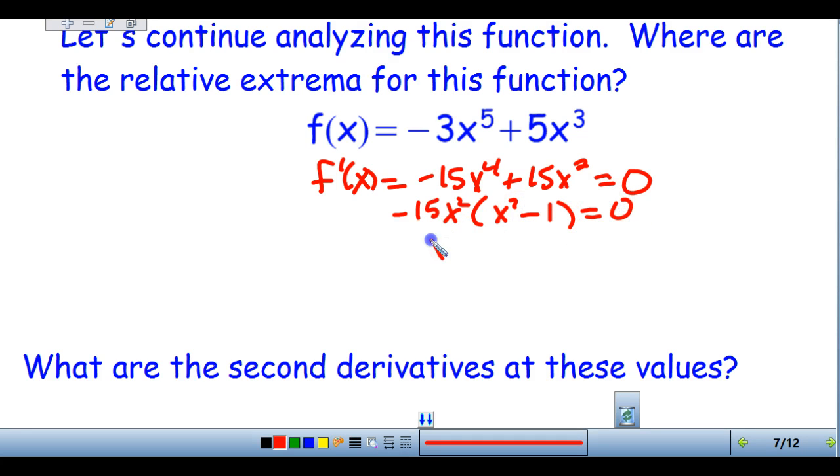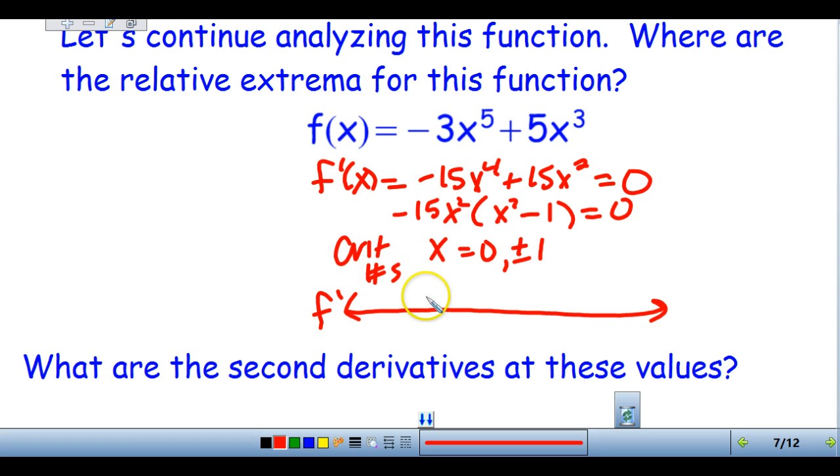Okay, so my critical numbers are going to be at 0. And then from this factor right here, plus or minus 1. If we want to run a typical first derivative test, we'll go ahead and set up my number line, putting my critical numbers on there.